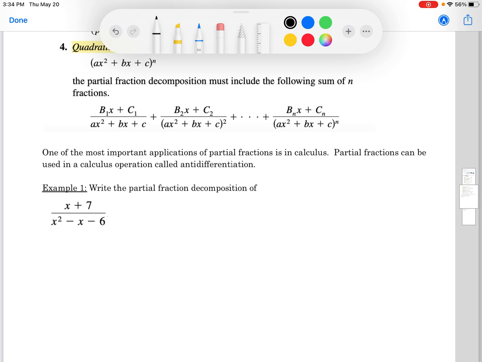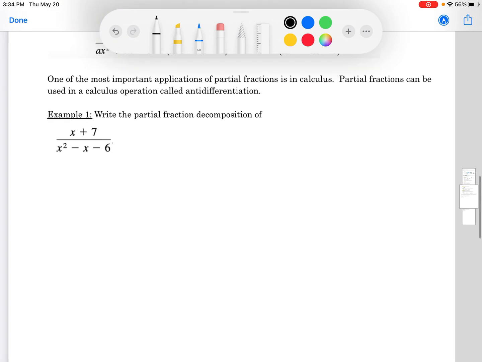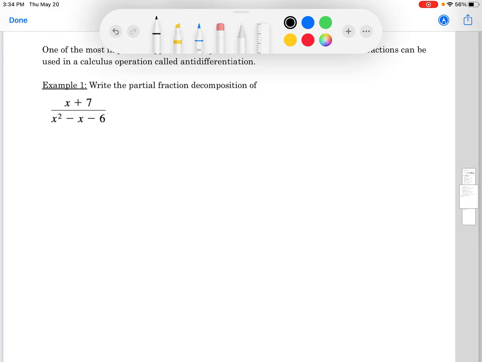One of the most important applications of partial fractions is going to be in calculus. Partial fractions can be used in calculus for the operation called antidifferentiation, though it has a couple other names. So first, let's try to write the partial fraction decomposition of x plus 7 over x squared minus x minus 6. We already know the answer, but let's go through that process.